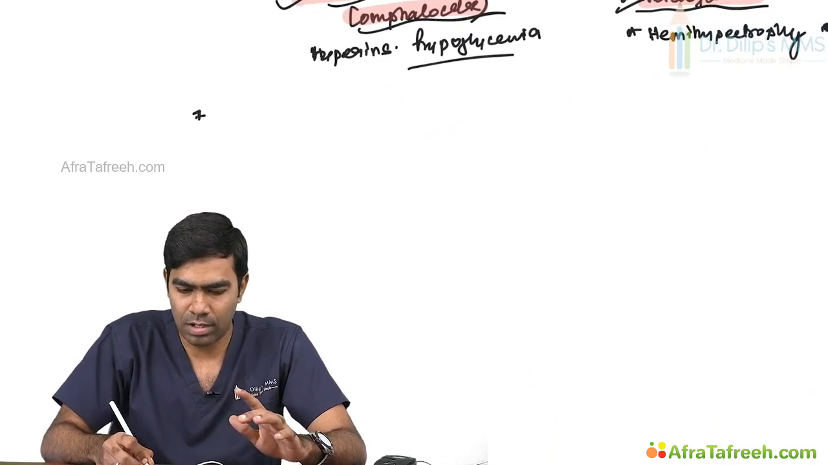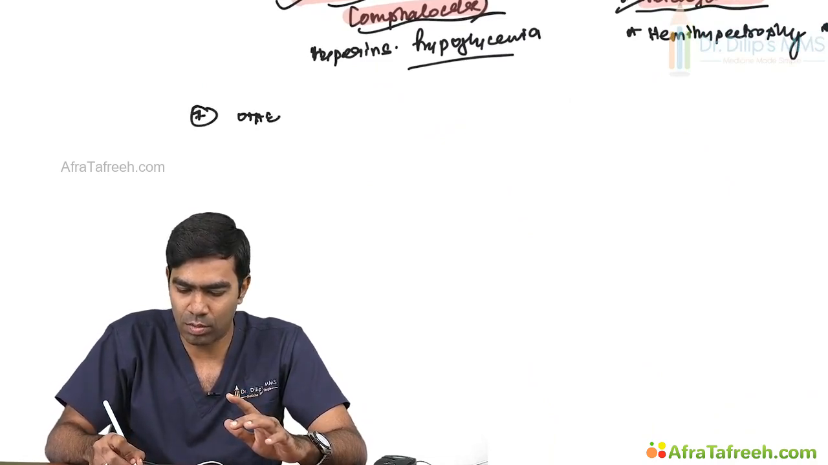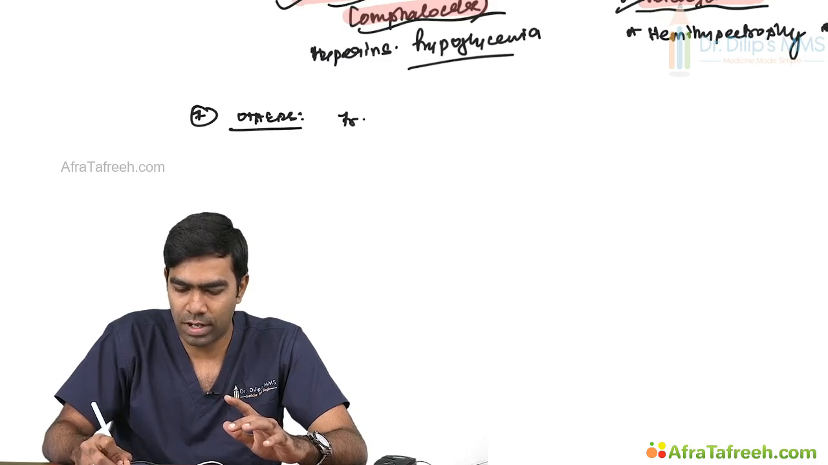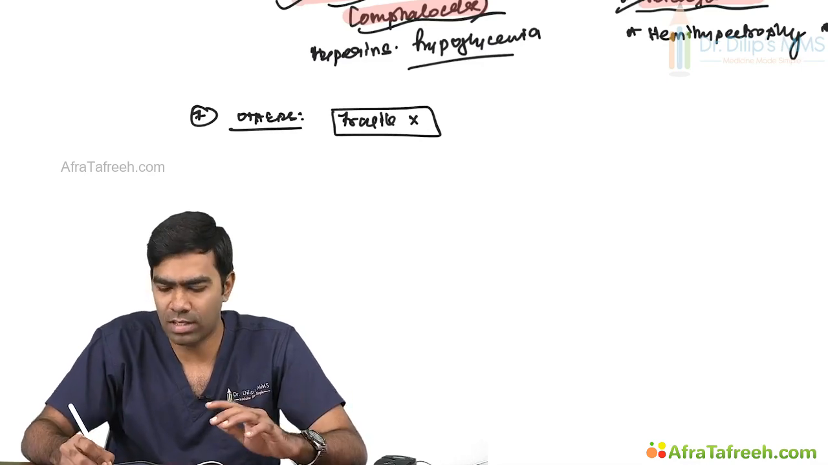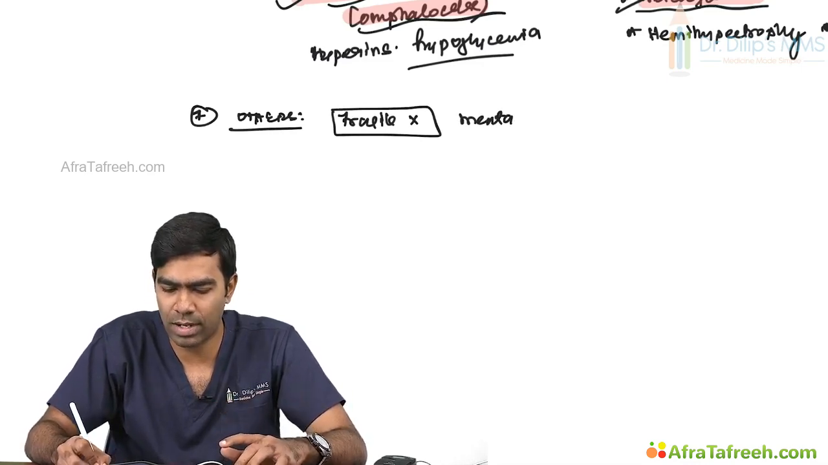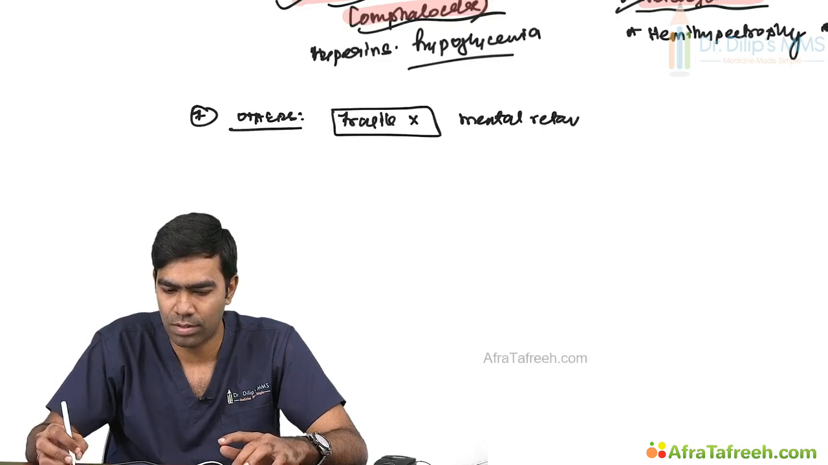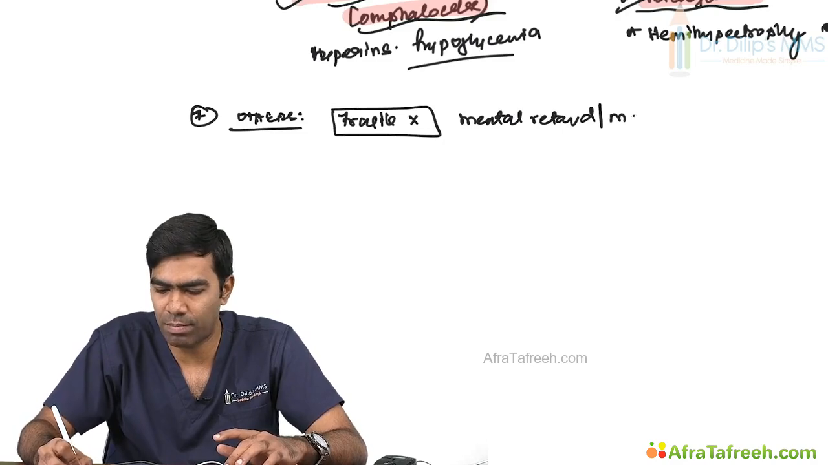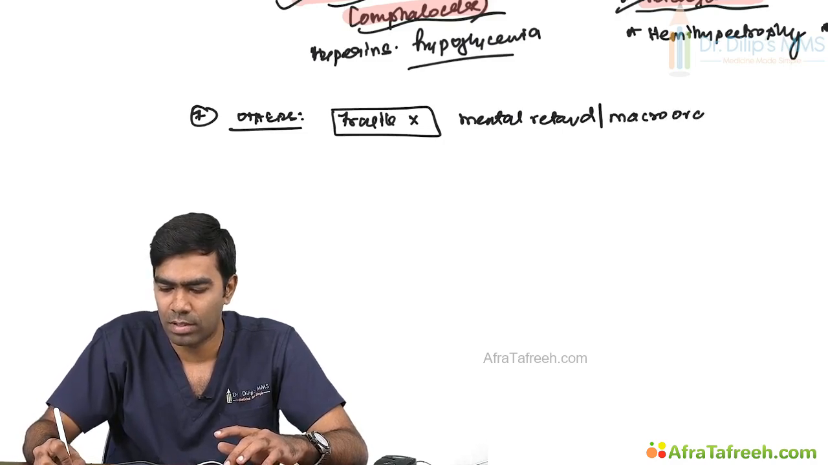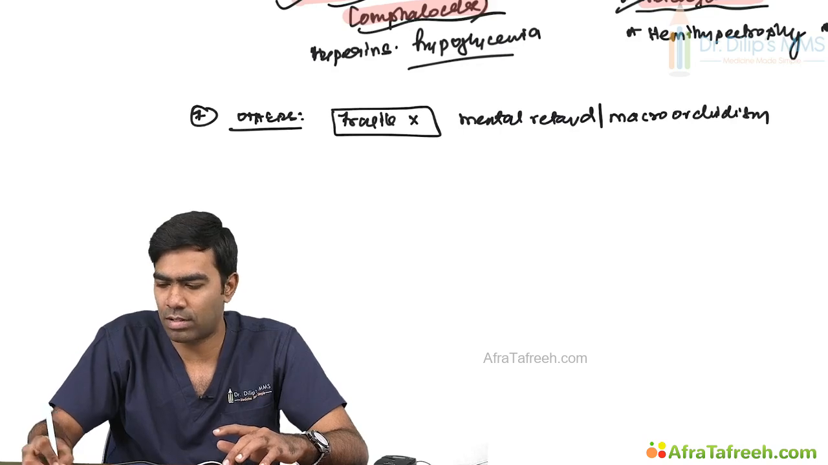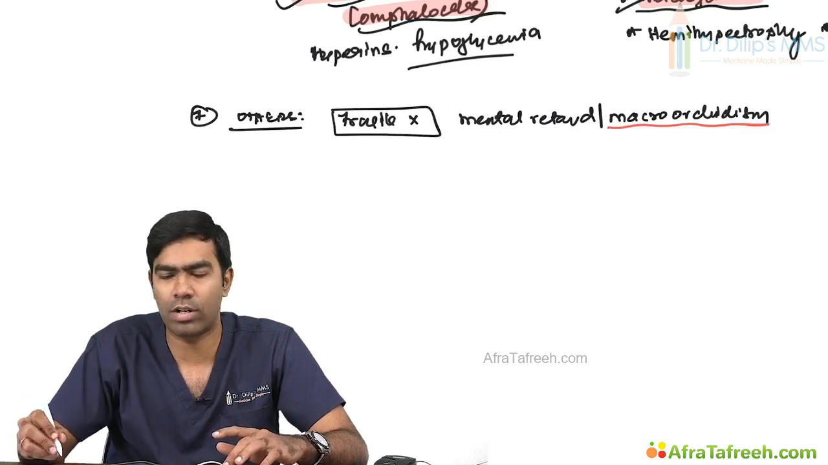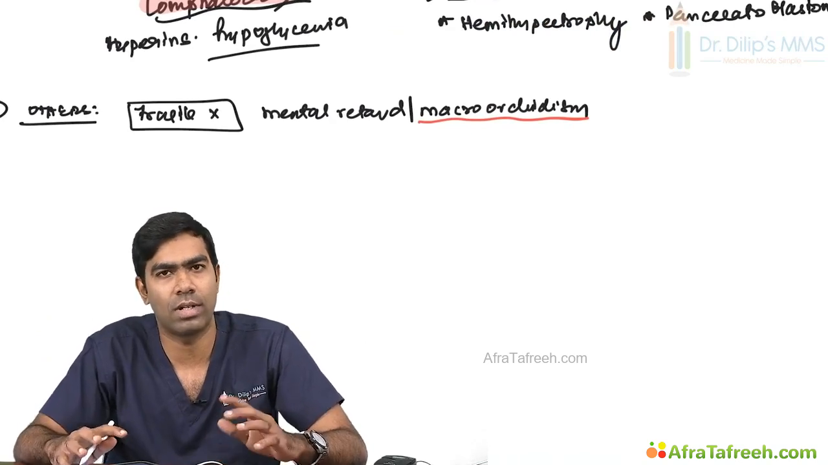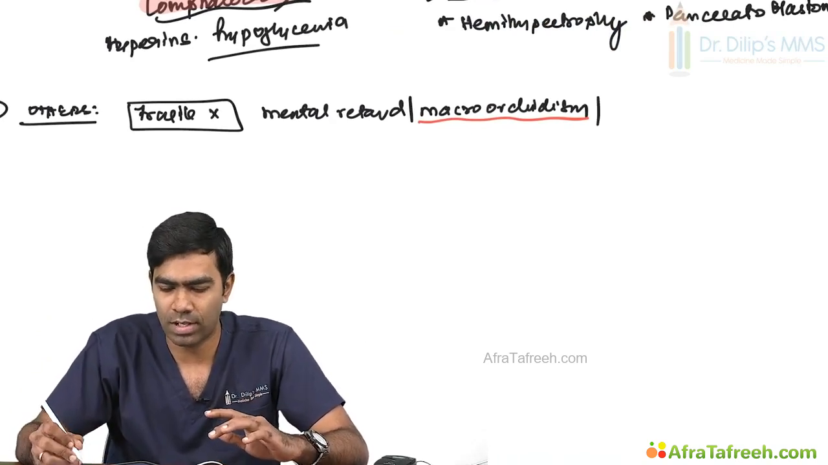Apart from that, you have multiple other syndromes like Fragile X syndrome. Some of the features of Fragile X syndrome are easy. The children are going to have mental retardation for sure, that is intellectual disability. Along with that, they will have macroorchidism. This is a very classic exam question. If you see the word macroorchidism in the exam, usually it points towards Fragile X syndrome.